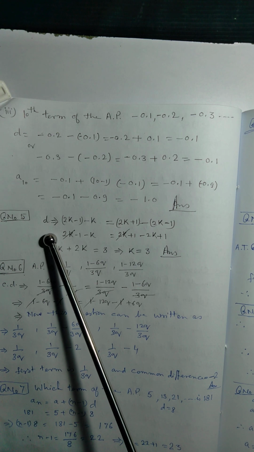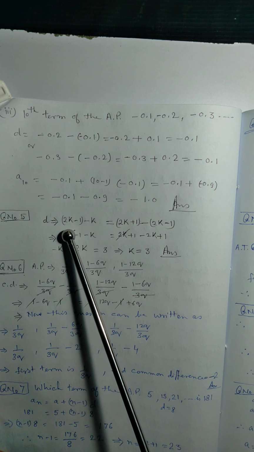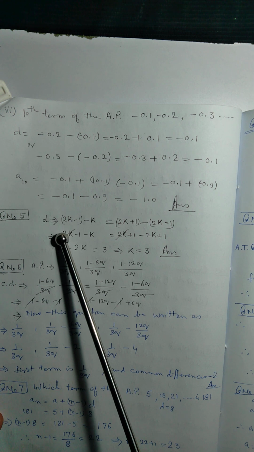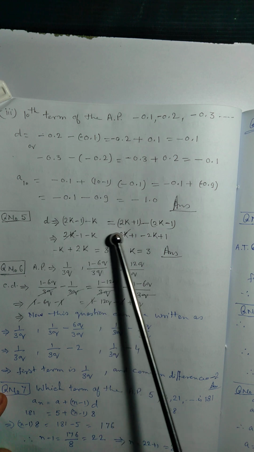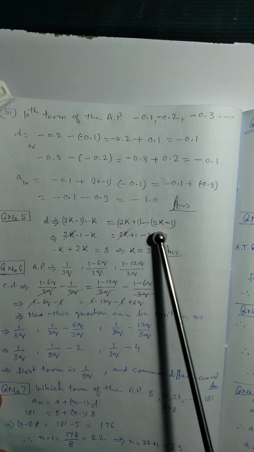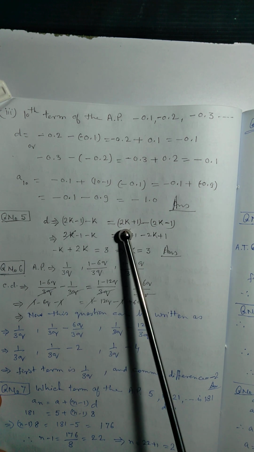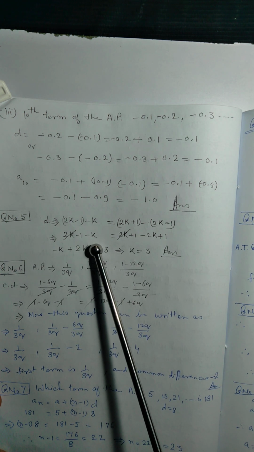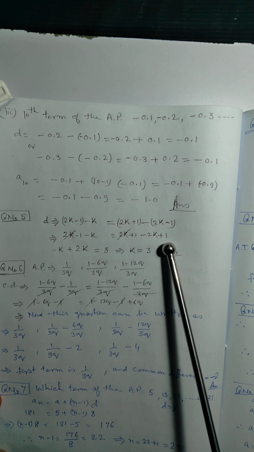Here, D means the common difference, which we have to find out. So subtract. Three consecutive numbers are given here: 2k minus 1 minus k equals 2k plus 1 minus (2k minus 1). This is the second term minus the first term, and the third term minus the second term. You will get 2k minus 1 minus k equal to 2k plus 1 minus 2k plus 1.